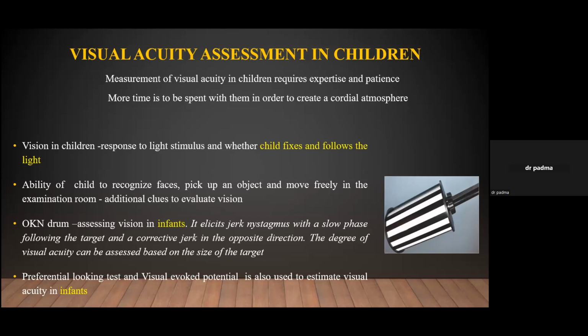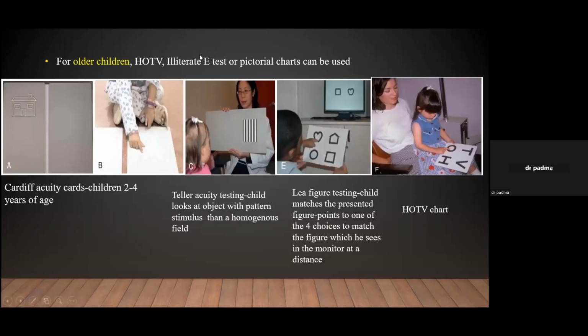The drum is rotated and the patient is asked to look at it. It elicits a jerk nystagmus with a slow phase following the target and a corrective jerk in the opposite direction. And the degree of visual acuity can be assessed based on the size of the target, these black stripes. Preferential looking test and VEP can also be used to estimate vision in infants. For older children, several pictorial charts can be used. This is the Cardiff card for children of 2 to 4 years of age.